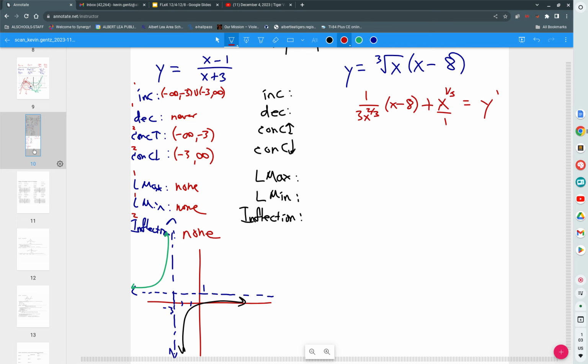Everybody agree that 3x to the 2/3 is the common denominator? Yep. So here I have x minus 8 over 3x to the 2/3. And then I'm going to add that to, what do I get if I take and multiply the top by 3x to the 2/3? 3x. And the denominator of that 3x to the 2/3 is equal to y prime. Or in other words, 4x minus 8 over 3x to the 2/3.